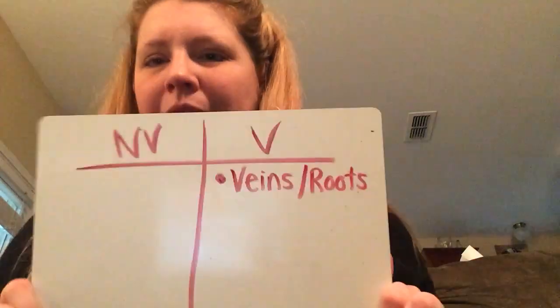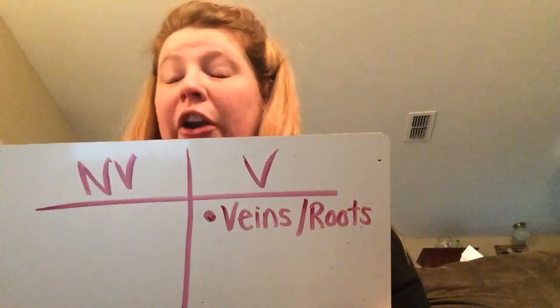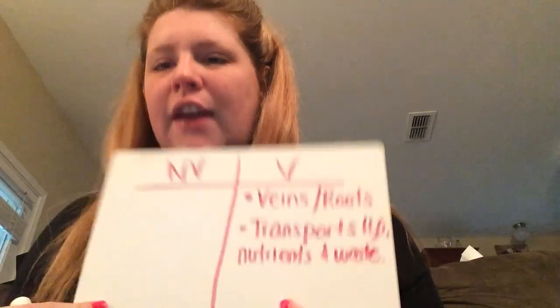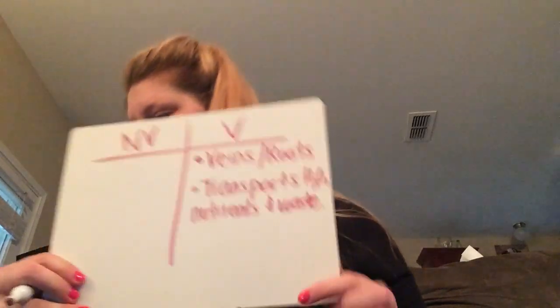Very simple and easy. So, I already said that vascular is like veins in the plants, and it's also like roots. Very similar to the human body. It helps to transport water, waste, and nutrients. And I'm going to write that down as: transports H2O, nutrients, and waste. Ta-da! Now the veins are what we call tube-like structures.